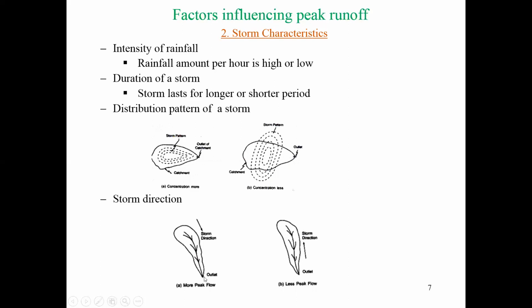If that is the outlet and the storm direction is that way, obviously with time we will get more flow or more runoff here. But if the water flow is going this way, but the storm direction is the other way, we will actually get less peak flow.